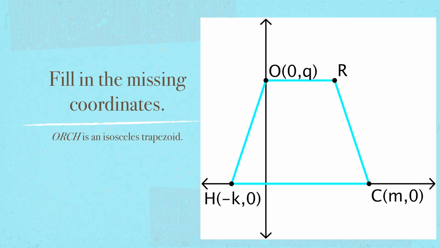Let's take a look at one more example. Here I have another isosceles trapezoid. This one sort of goes over the y-axis a bit, and so we've got a negative coordinate. I know that R is going to be m minus k, because m is the length from the origin to C, H is k units long.